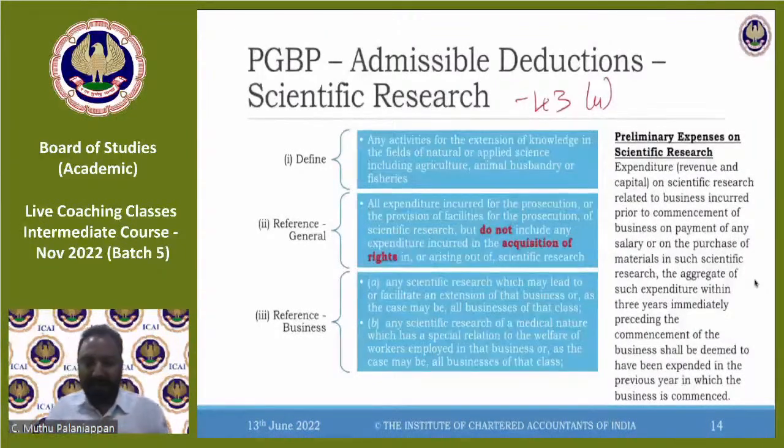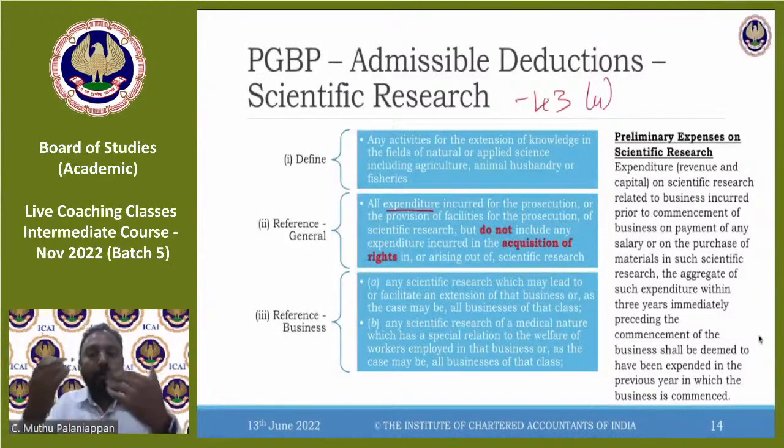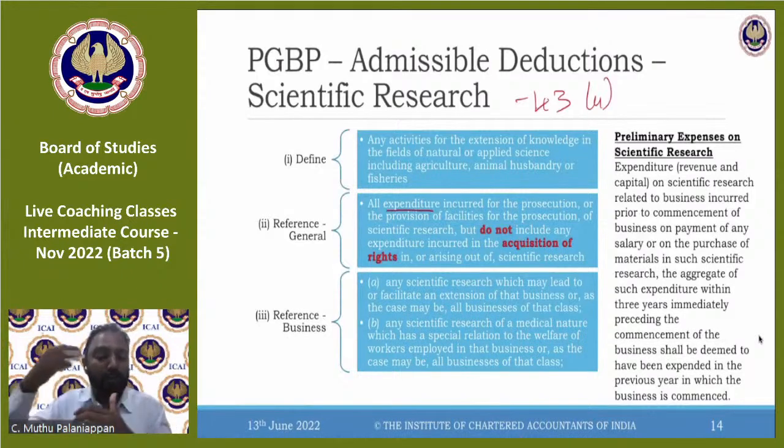In this, you must know the categorization, that is, what are all the assets that are eligible and not eligible. For that, the provision says all expenditure incurred for the prosecution, or provision of facilities for the prosecution, of scientific research. So typically expenditure made for setting up the facility or providing the facility for carrying out scientific research, if you are spending anything, then it becomes related to scientific research.